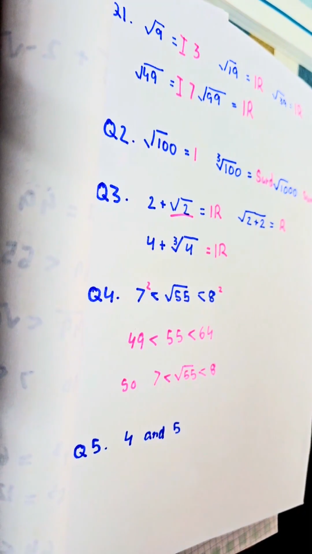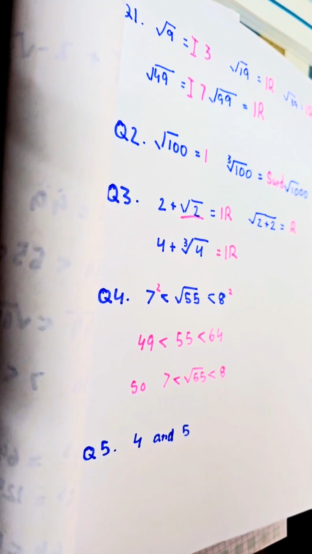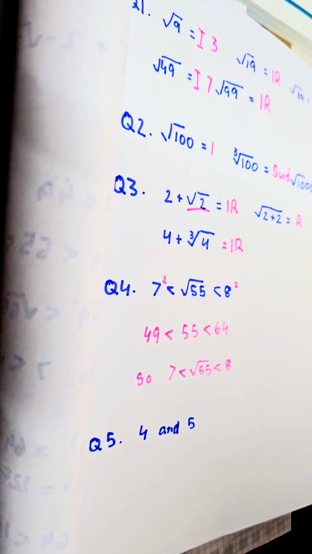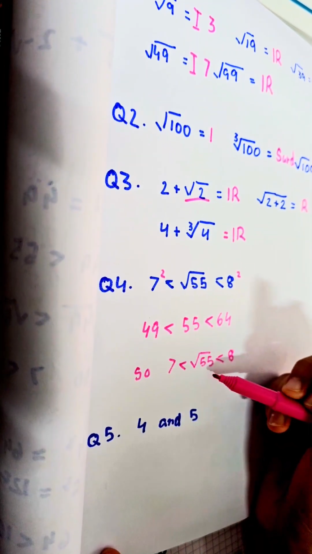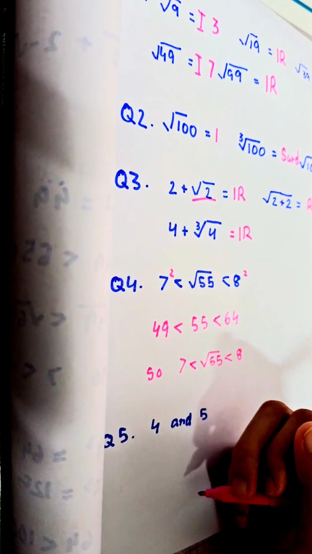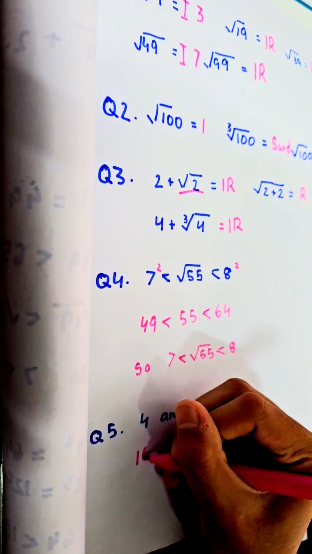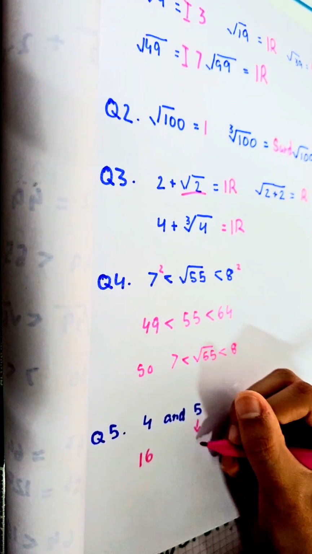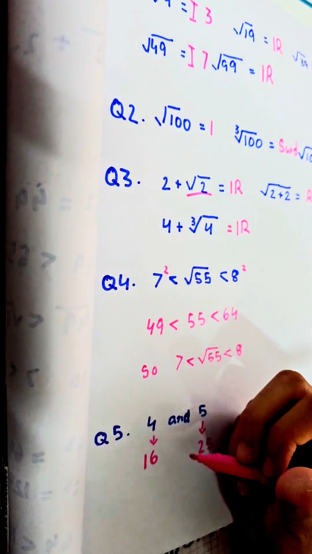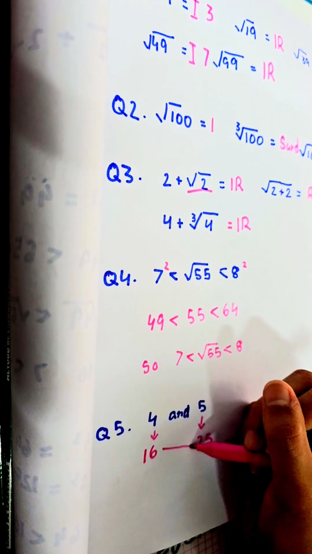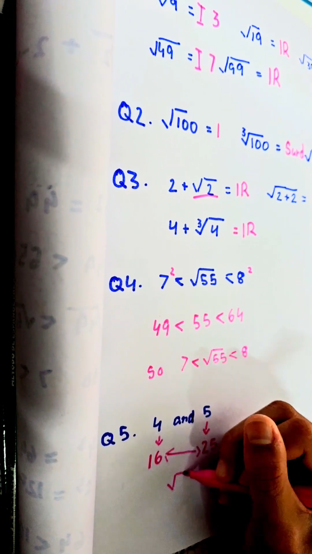In this question, we have to find, without using a calculator, an irrational number between 4 and 5. So we have to find an irrational number, and that is like our previous question, the square root of 55. So the square of 4 is 16, and for 5 it's 25. So the irrational number can be between 16 and 25, any number between 16 and 25. So it can be the square root of 17.